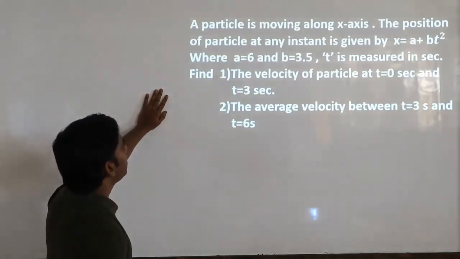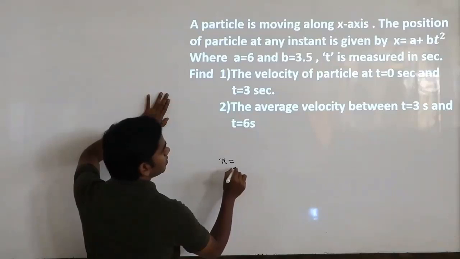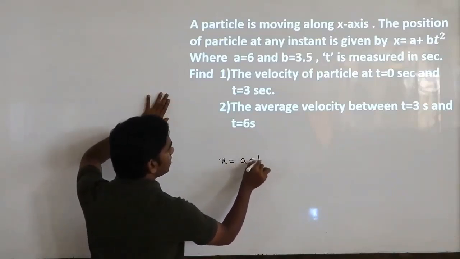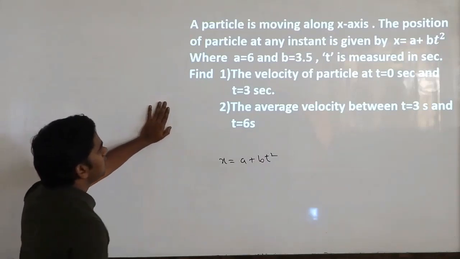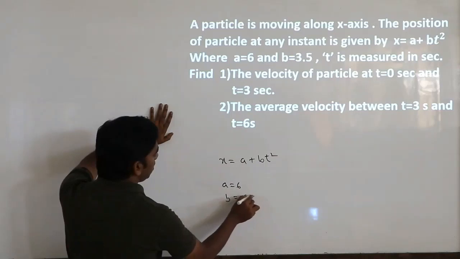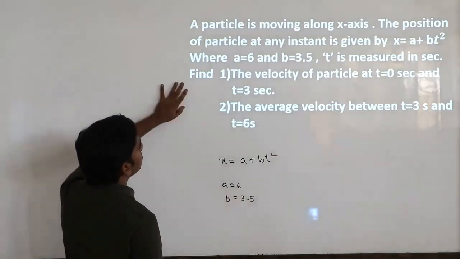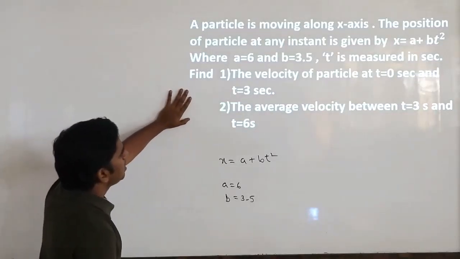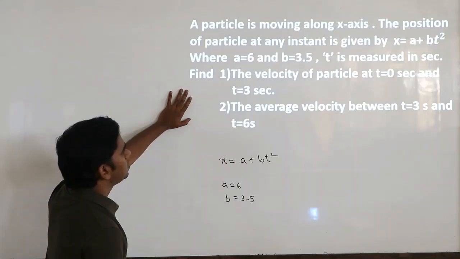Next question. A particle is moving along the x-axis. The position of the particle at any instant is given by x equals a plus b t square, where a is 6, b is 3.5, and t is measured in seconds. We have to concentrate on the differentiation here. First question: velocity of the particle at t equals 0 seconds and t equals 3 seconds.